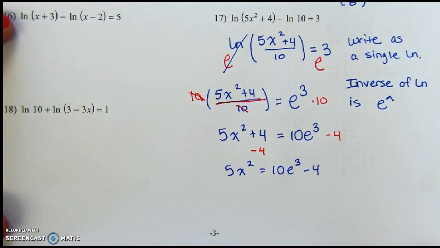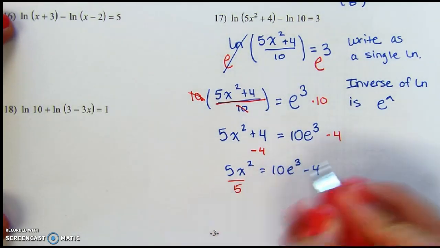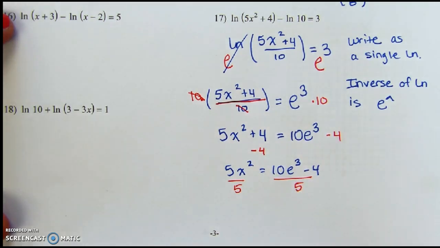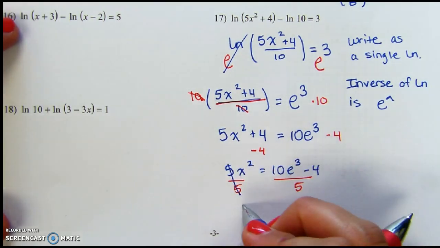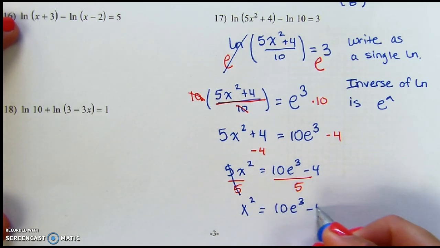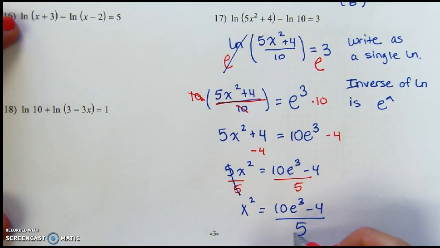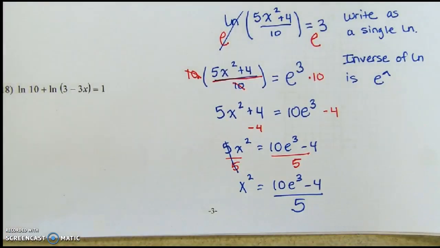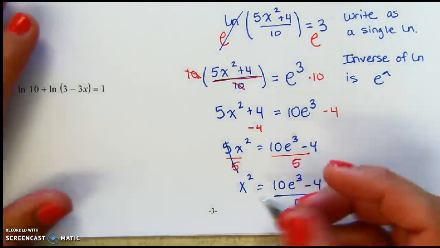All right, what's next? Division by 5. Division by 5. Here we go. 5 divided by 5 is 1. Now we have 1x squared equals 10 e to the 3 minus 4 all over 5. Last step, final step. We have an x squared. How do we undo the square? Square root. We're going to take the square root of both sides.